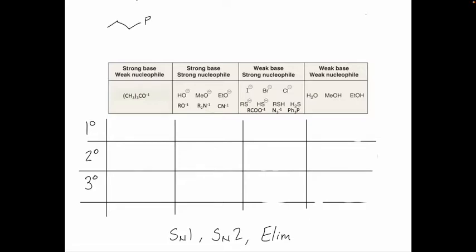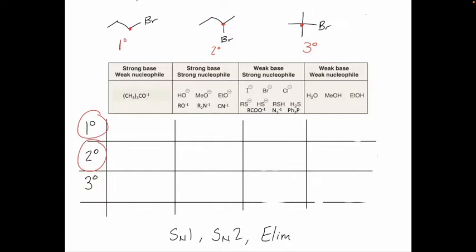Primary alkyl halides would be where that halide group is bound to a primary carbon. A secondary alkyl halide would be if that halogen is bound to a secondary carbon, and thus a tertiary alkyl halide would be if that halide is connected to a tertiary carbon. All right, so those are my three categories I have here on the Y part of my chart.